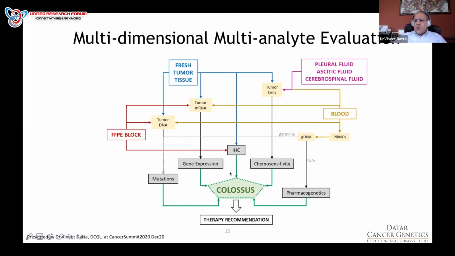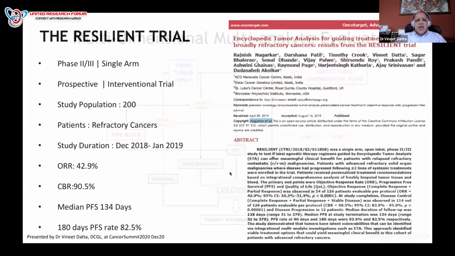So this is really what gave rise to the design of the Resilience study, where labeled and organ agnostic treatment strategies for patients with relapsing refractory cancers were based upon an integrative multi-analyte encyclopedic tumor analysis approach, which captured in-depth information about the multi-layered tumor interactome. And this is where the patients received personalized drug treatment recommendations, based upon inputs of multiple biomarkers, integrated with the in vitro chemosensitivity.